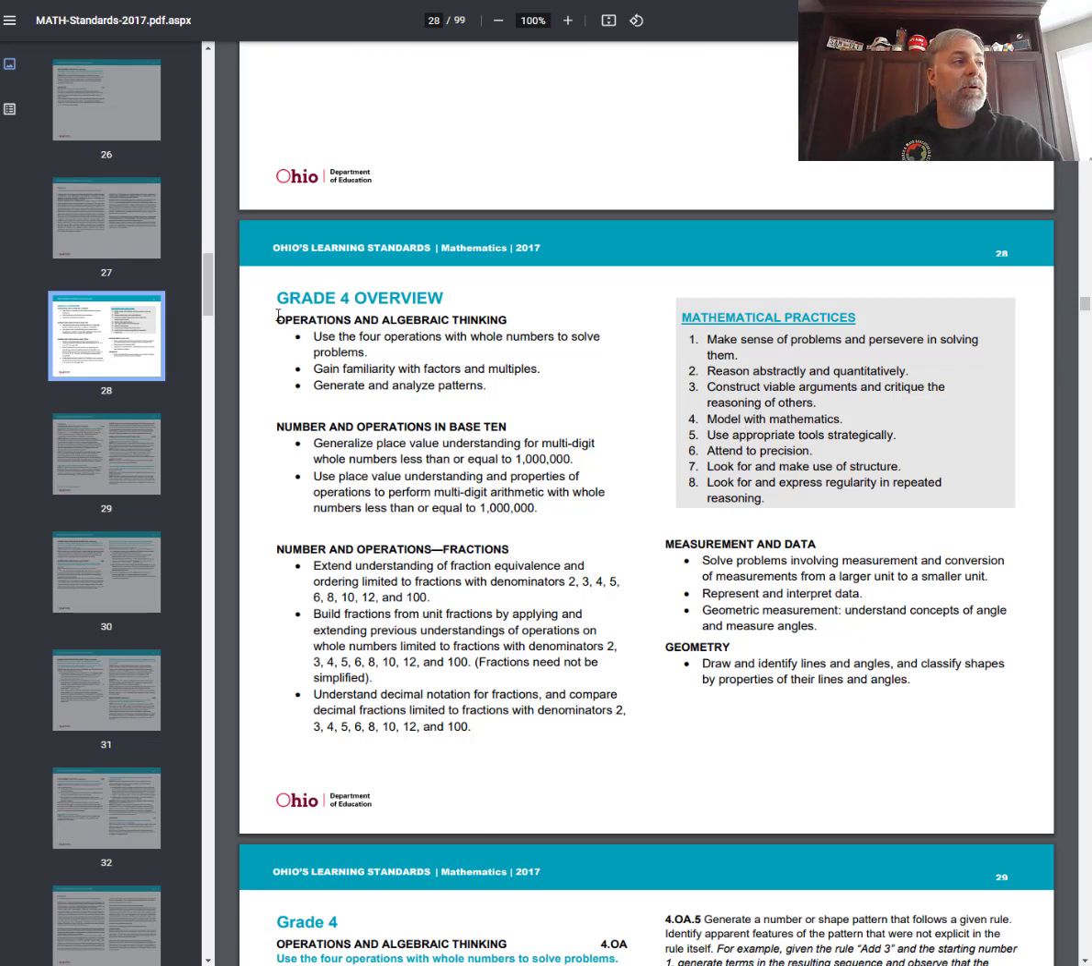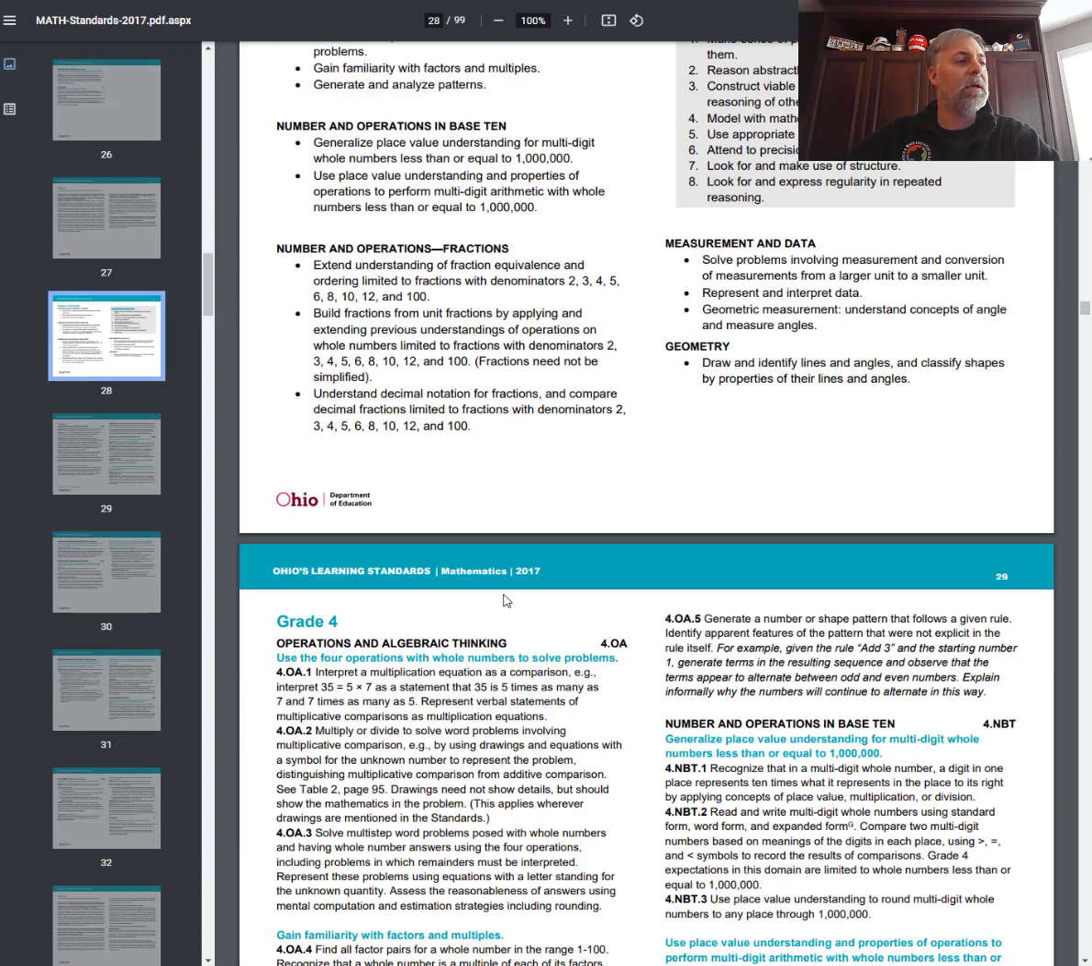The standards are broken down into domains, and these bold letters here in the Ohio Learning Standards indicate those domains. Underneath those domains will be what we call clusters. And then within clusters, there'll be specific standards related to things that students need to know and learn. So let's look at that real quick.